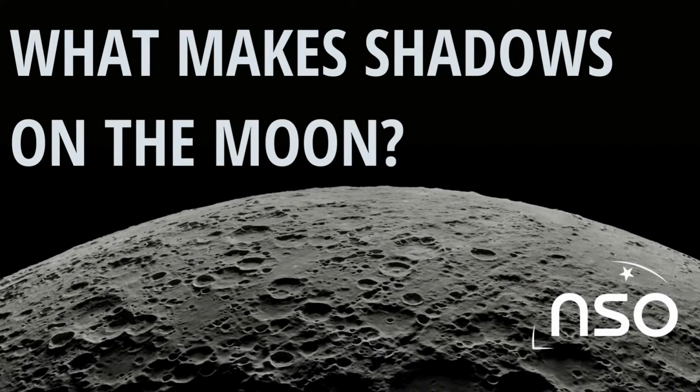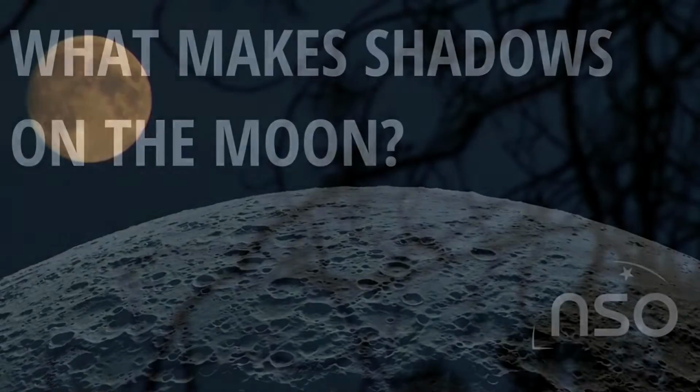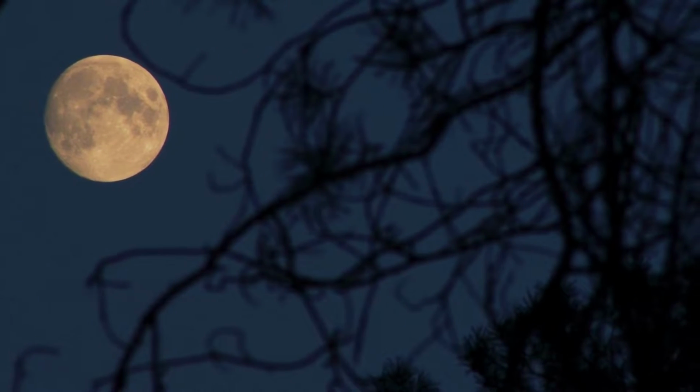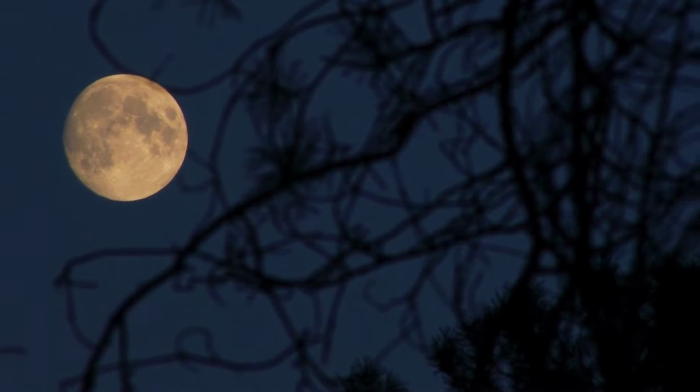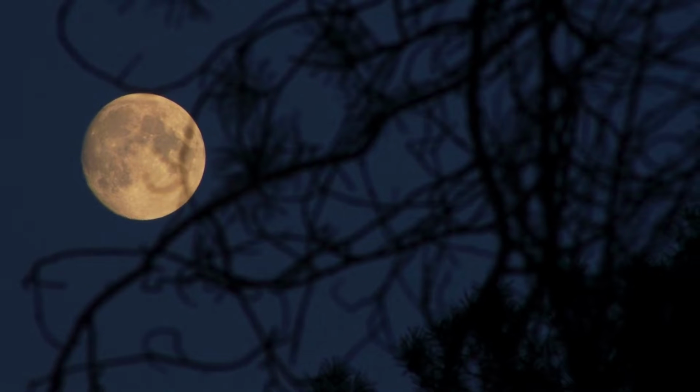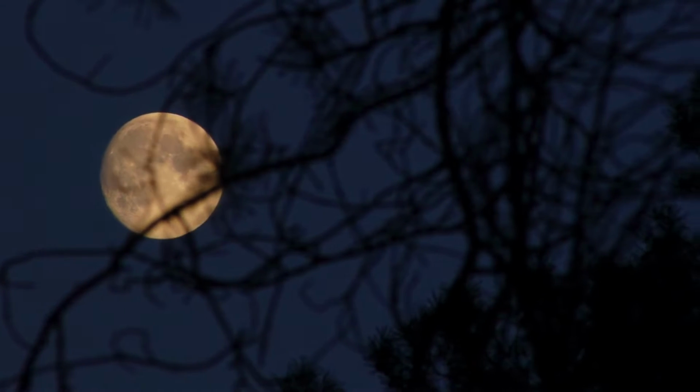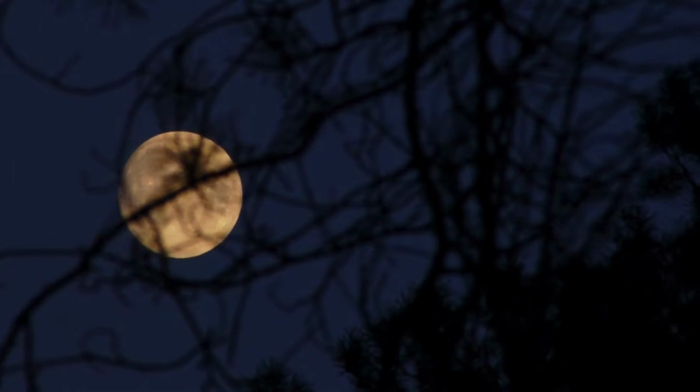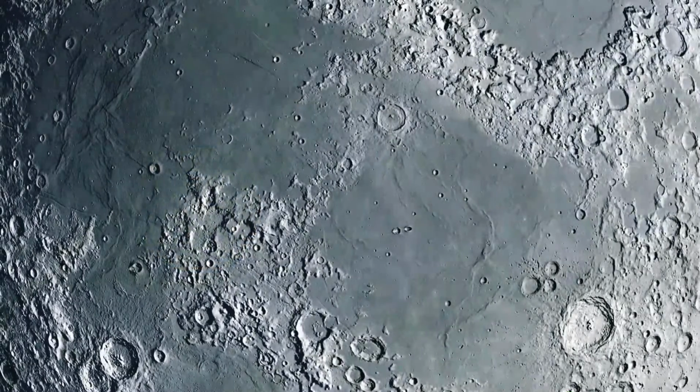What makes shadows on the moon? The moon is the brightest object in the night sky. We only see the moon because it reflects light coming from the sun. Our nearest neighbour can often look smooth and featureless, but it is in fact covered in mountains and craters.